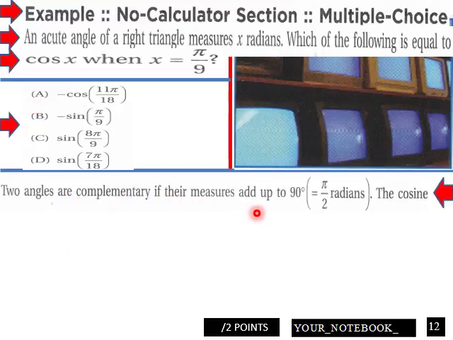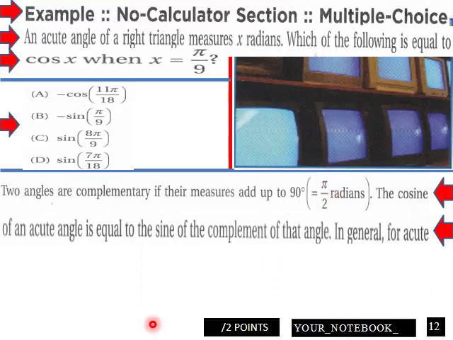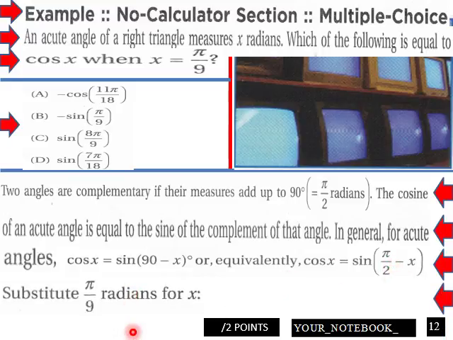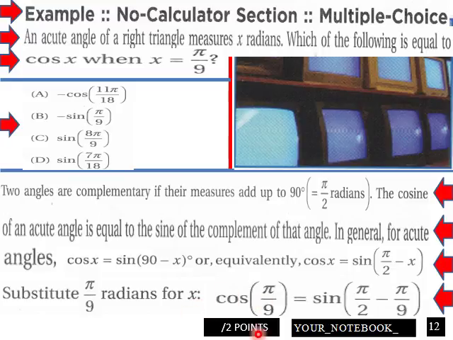Two angles are complementary if their measures add up to 90 degrees, otherwise pi over 2 radians. The cosine of an acute angle is equal to the sine of the complement of that angle. In general, for acute angles, cosine x equals sine of 90 minus x degrees, or equivalently, cosine x equals the sine of pi over 2 minus x. Substitute pi over 9 radians for x, and we get sine of pi over 2 minus pi over 9.